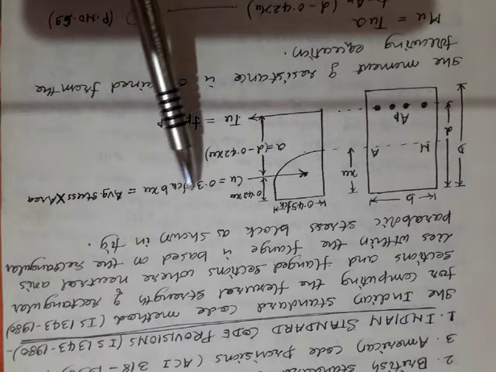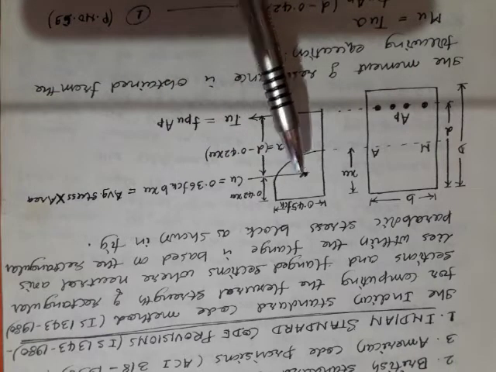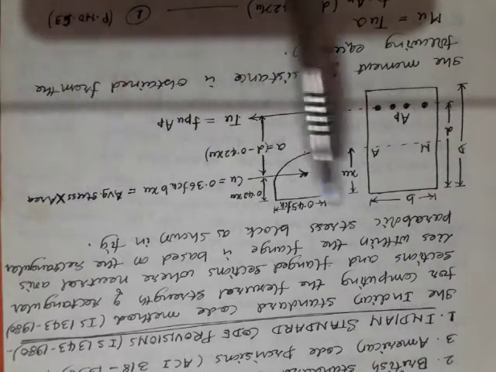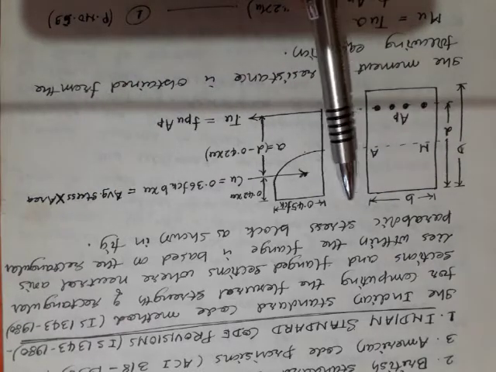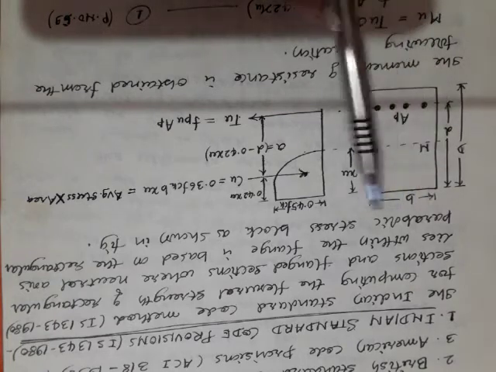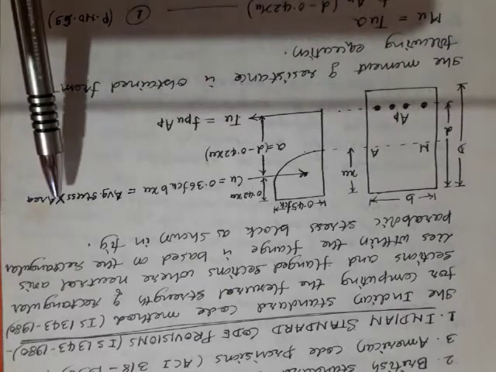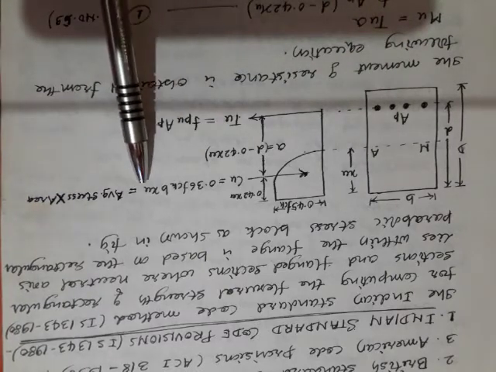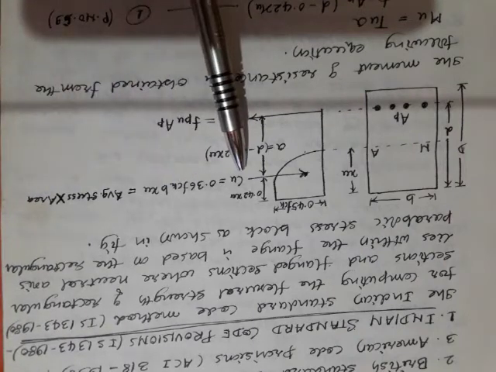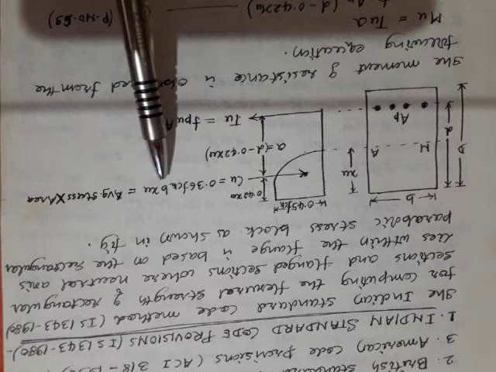This average stress of 0.36 FCK is acting over an area of B into XU. In the sense, on this compressive area B into XU, this rectangular area, it is now acting. So area is B XU. Now this average stress into area will give me the CU force. So CU force I can write as 0.36 FCK into B XU.